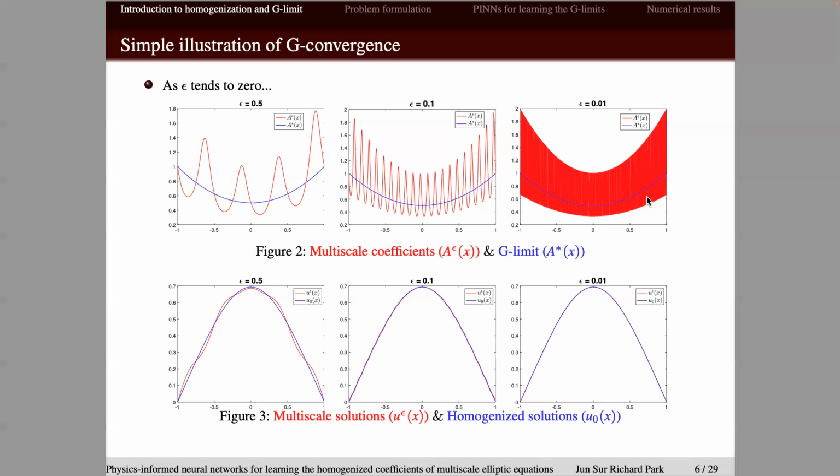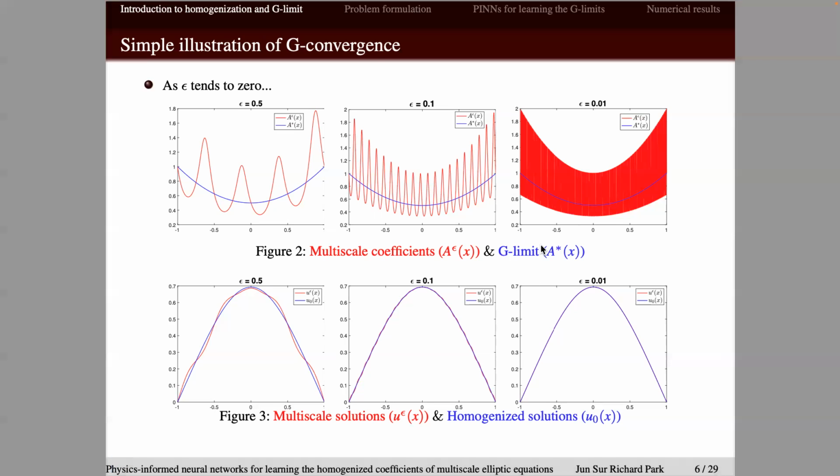Okay, so if we can find this tree limit, what we get from solving this problem with the tree limit coefficient is this homogenized solution, the blue one. Because this blue solution is very close to the red solution here, you cannot even distinguish those two in this figure. The red line represents the solution corresponding to this heavily oscillatory multiscale coefficient. Which means that if we solve this problem with the tree limit, then we can get a very good approximation to the multiscale solution that corresponds to this heavily oscillatory coefficient. So it's a really important task to find this tree limit, okay?